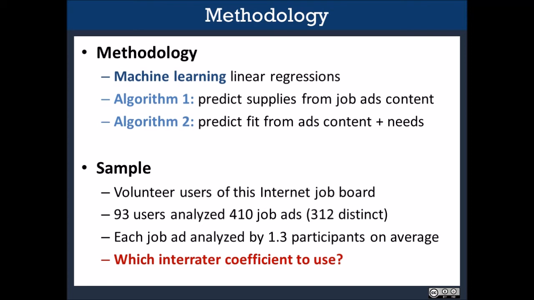So it will be based on two algorithms. One algorithm will predict subjective supplies from the content of the job ads. So this was hypothesis 2. And the second algorithm will predict the sense of fit from the content of the job ads and the needs of the job seekers. So this is research question 3.